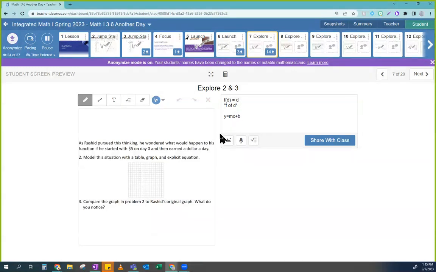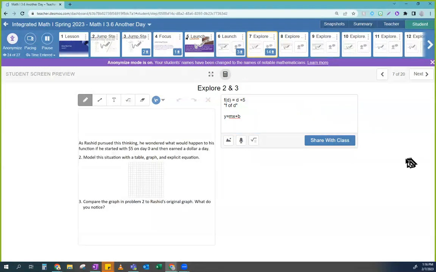Yeah, it's still $1. Just because you have $5 in the bank on day zero, does it mean she's going to earn $5 per day? No, she just said it's a dollar a day. I don't think she's actually earning a dollar a day, by the way. It's just something that she says. So then it must be our intercept. So we're going to write it plus five. Does that make sense? Yeah, nice. So is everybody okay with plus five?